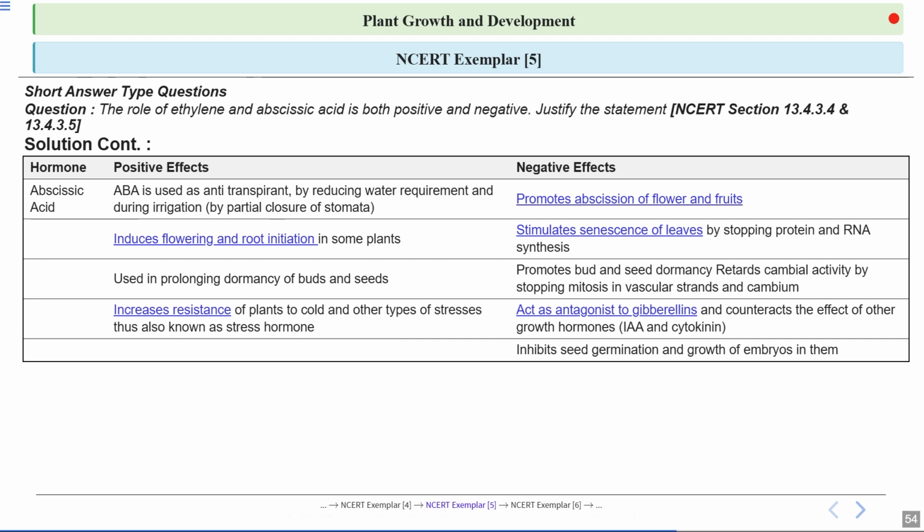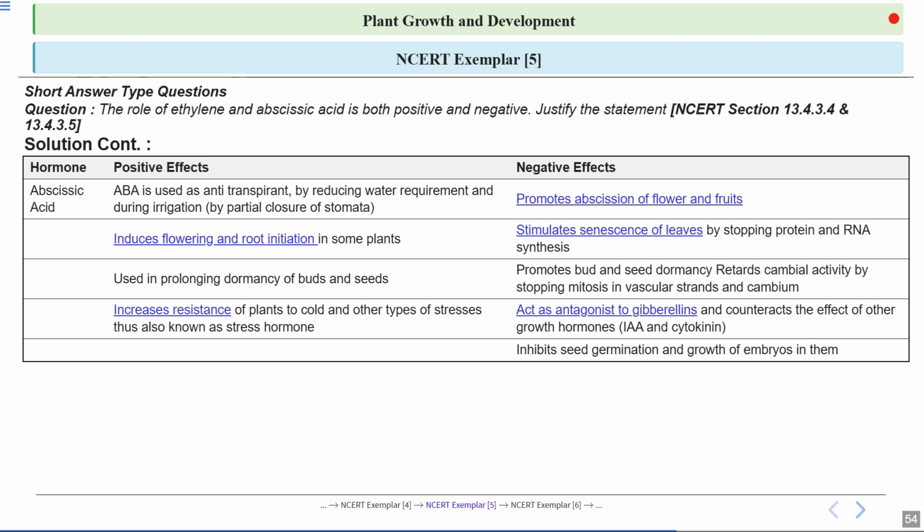Increases resistance of plants to cold and other types of stresses when there is a stress condition. Okay. So this particular hormone is secreted at the time of cold, at the time of water stress condition, and that is why it is known as the stress hormone. Negative effect, promotes abscission of flowers and fruits. Okay. It promotes the abscission layer formation in the case of flowers and fruits. So they get detached from the plant.